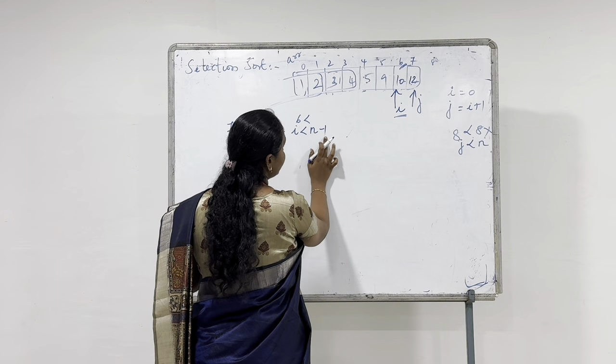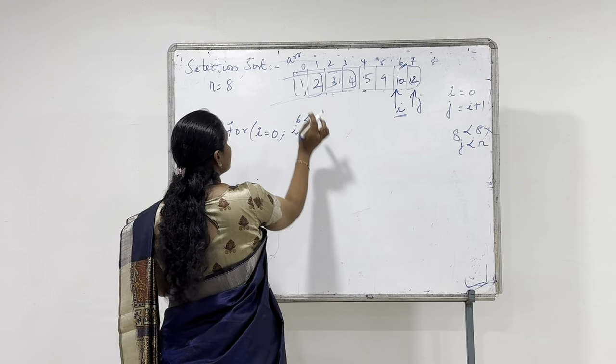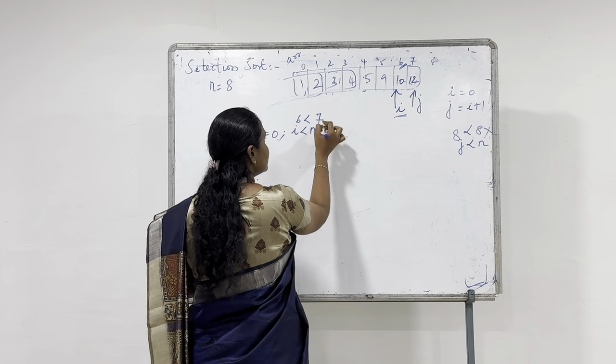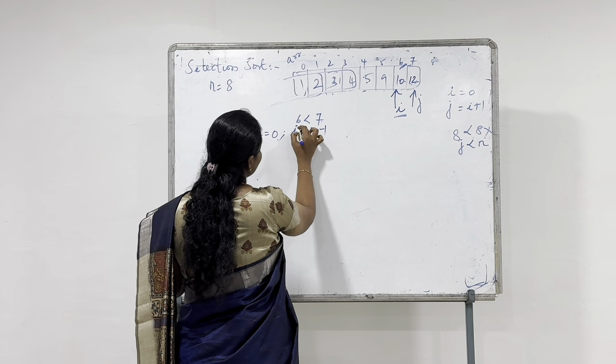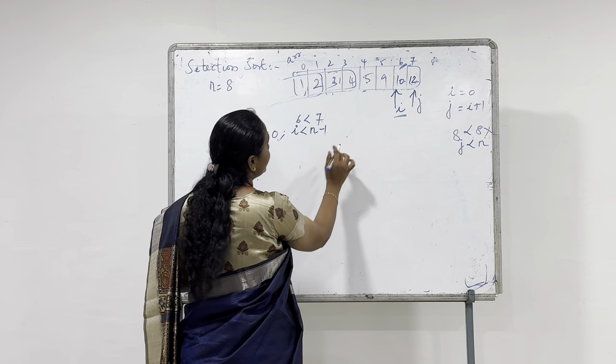So I value is 6, and 6 is less than... what is n? n is the total number of elements, n is equal to 8. So 8 minus 1, which is 7. 6 is less than 7, condition true. So the maximum limit of I is less than n minus 1.